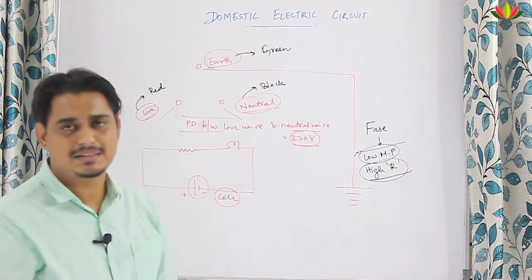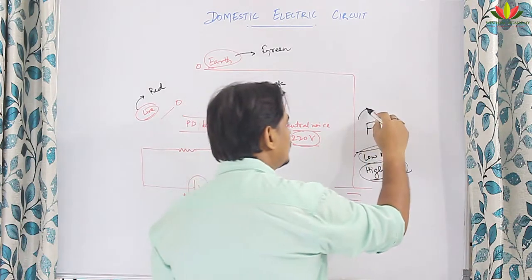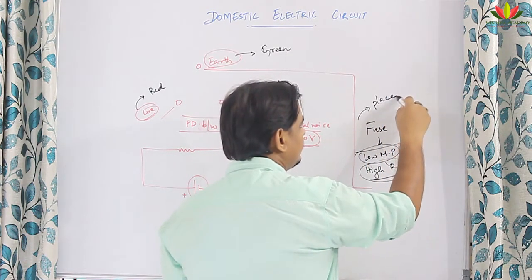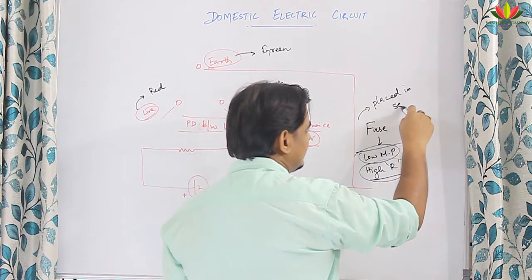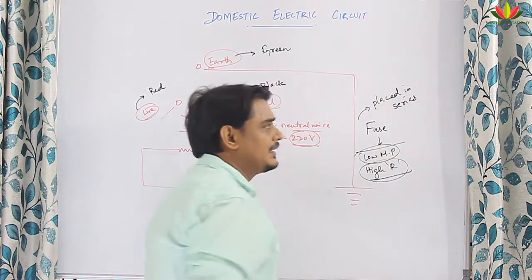So this fuse wire is kept in series. Fuse is always placed in series. Why should it be placed in series? Then only it will save the appliance.